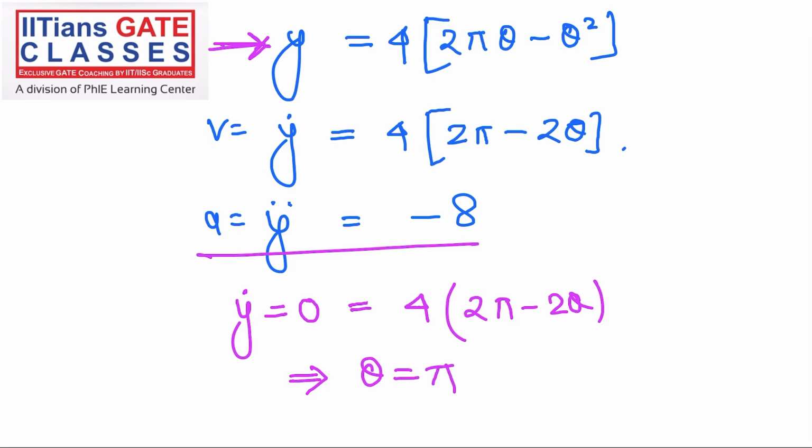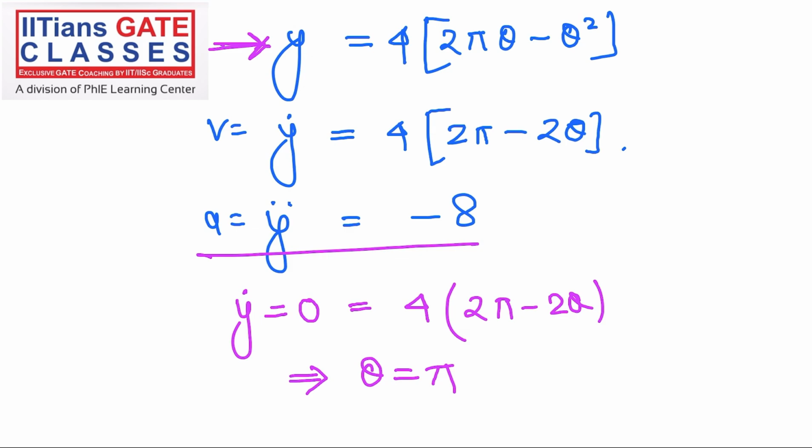So when theta is equal to pi, y is going to have a maximum value. Why am I saying maximum value? Because the double derivative is negative. So you are going to have a local maximum, not a minimum. If the value of y double dash was positive, then y would have a minimum value at pi, but now y has a maximum value at pi.